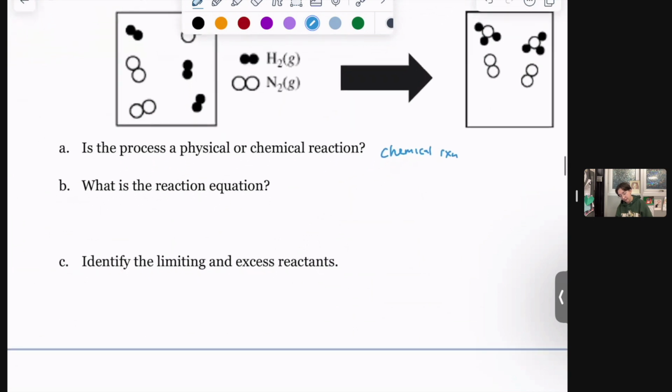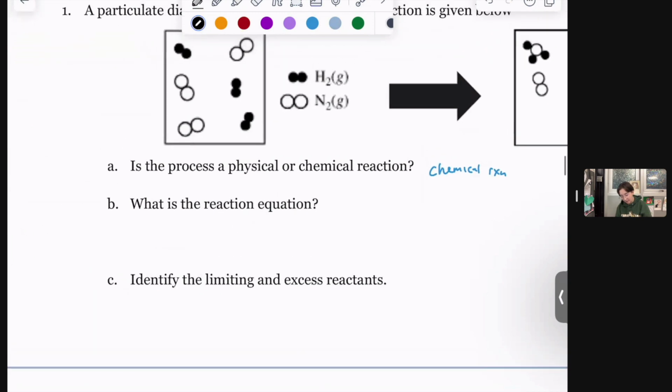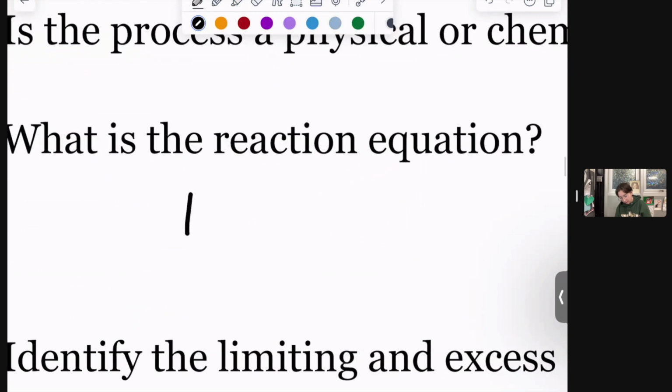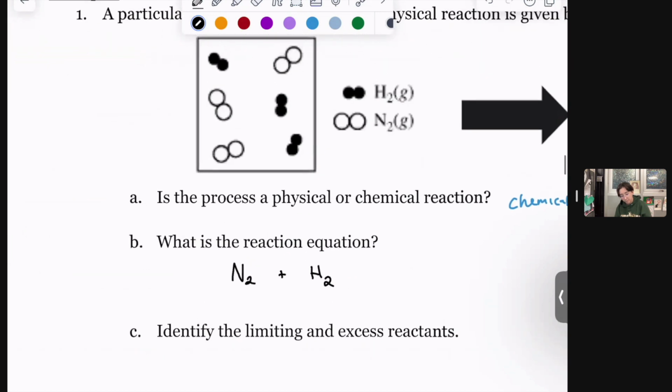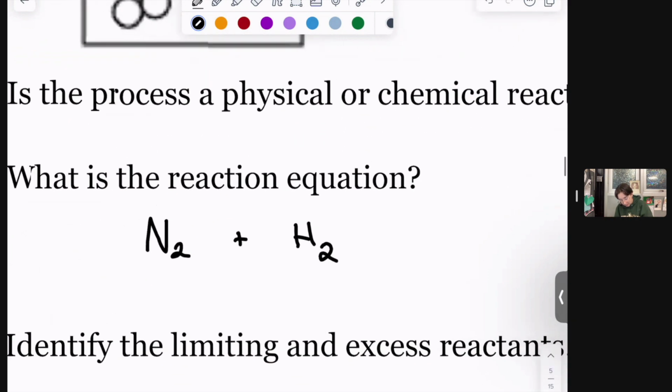Okay, let's see if we can make a reaction equation out of this. Let's walk through this and talk about how we communicate that clearly. Looking at my reactants, I have N2 and H2. And it even says it in the key. But looking at the box, I want to always include my states if I know them. I can see that these particles are all spread out, and as we've talked about, that shows that these are gases. So I have N2 gas and H2 gas.